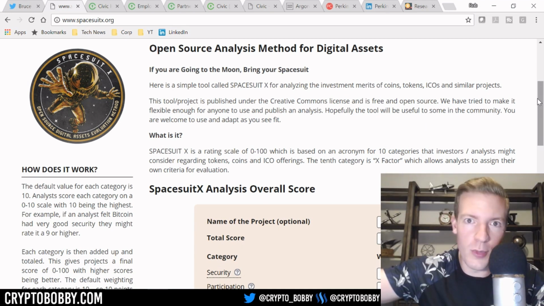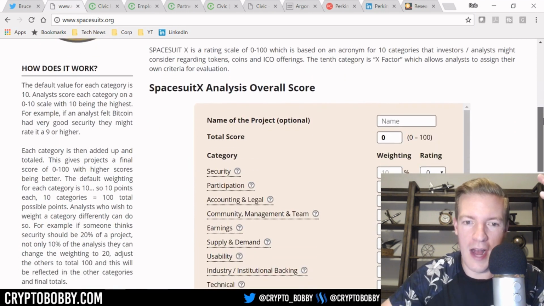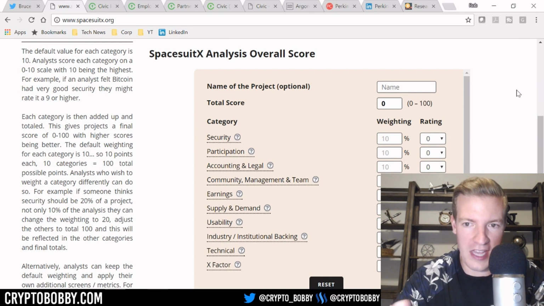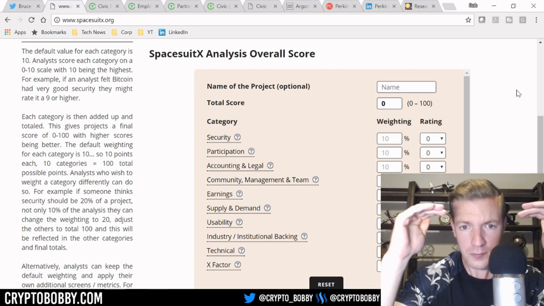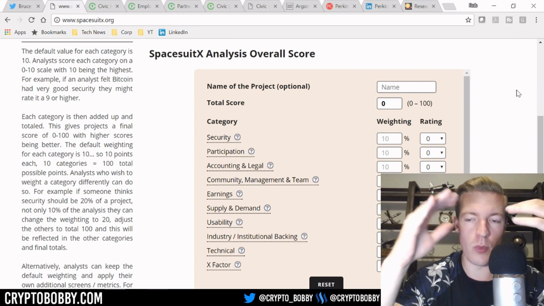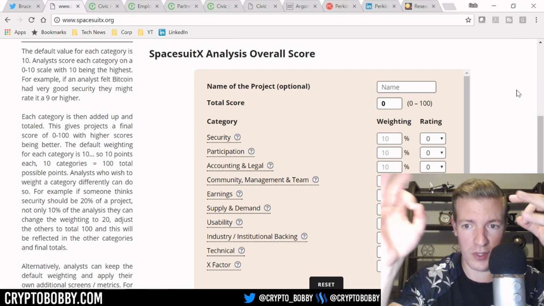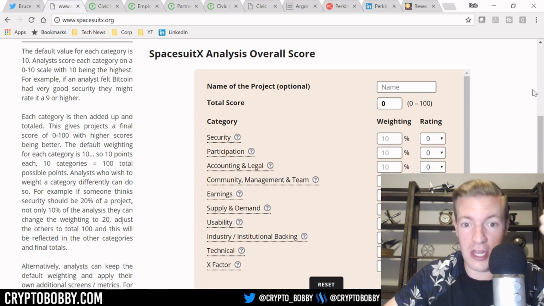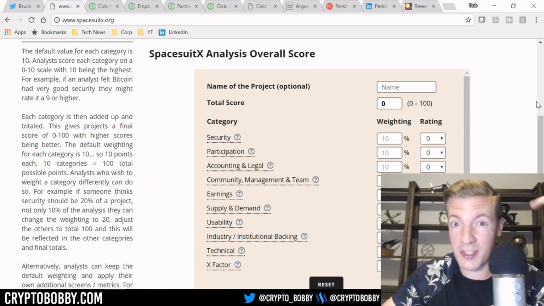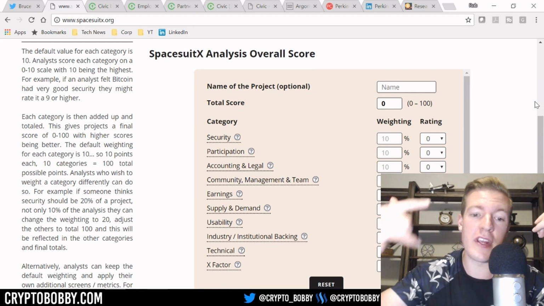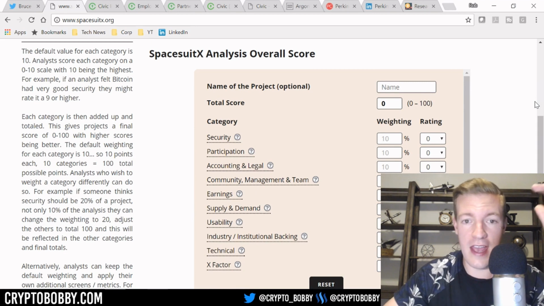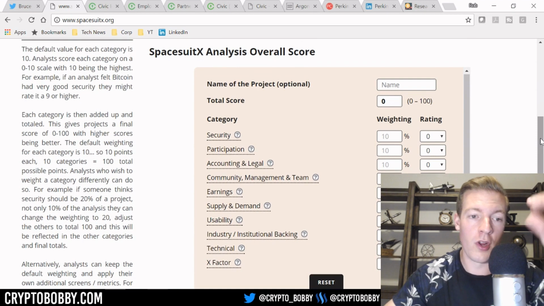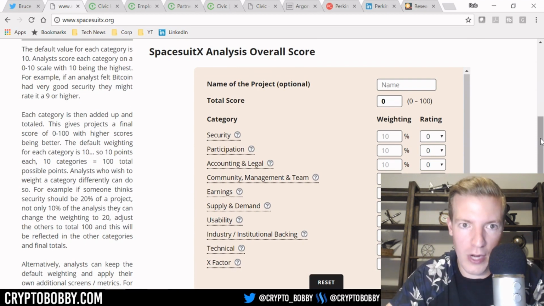So obviously, to the moon, cryptocurrencies always going to the moon. But when you see here, SpaceSuit X is really just a ranking of different categories, allowing you to rank and weight different categories on a scale of 1 to 10. You can see here, it's an acronym: SpaceSuit, security, participation, accounting, community, earnings, supply and demand, usability, industry, technical, and X factor. And then you just get a total score that allows you to get a good feel for how high quality a project may or may not be.